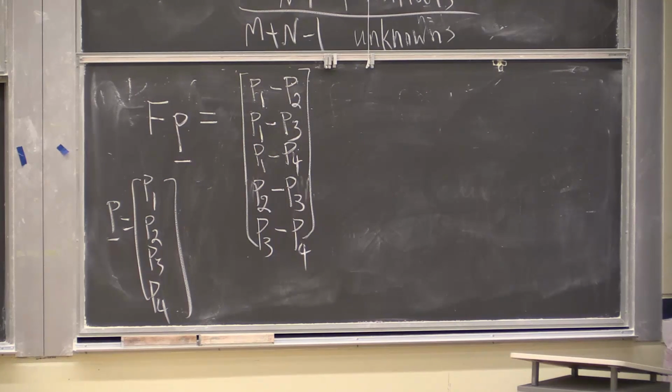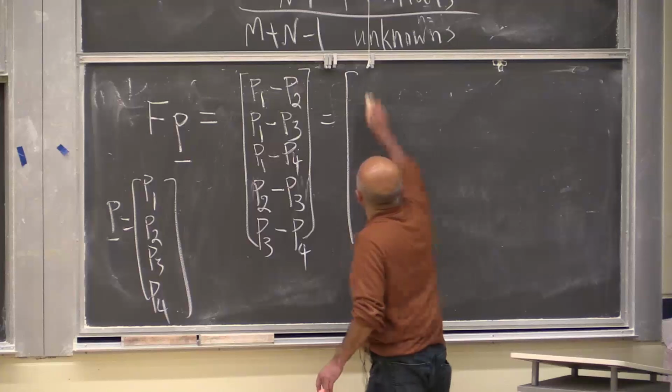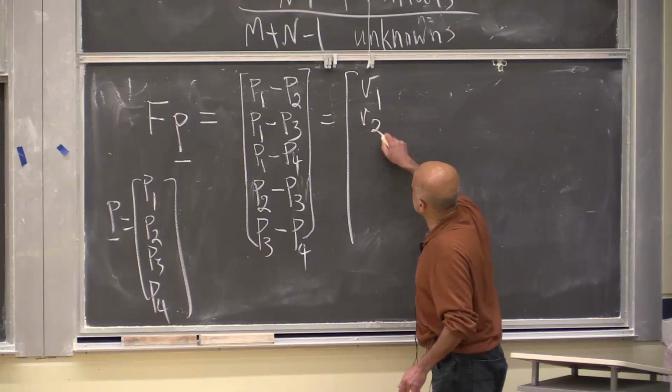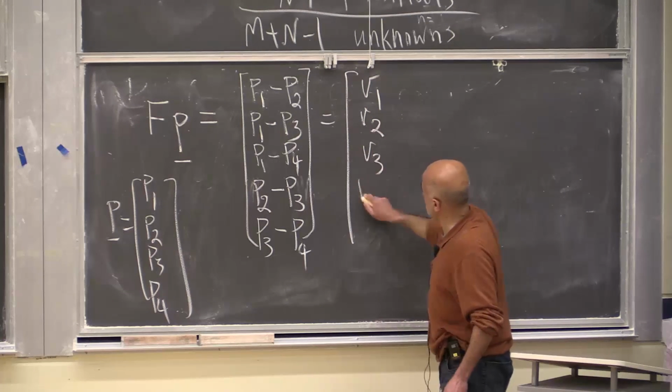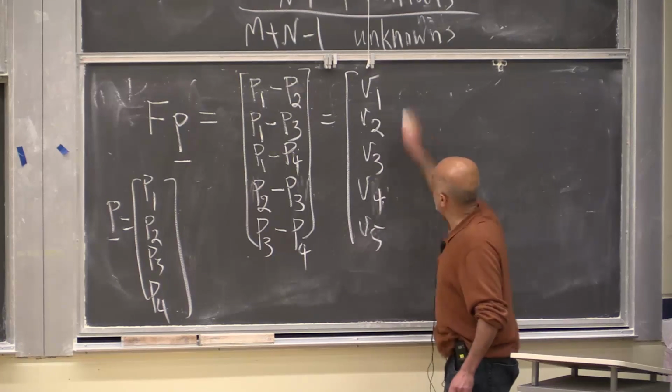Can you interpret each of these differences? What does P1 minus P2 mean? It means the change in potential energy across the corresponding edge. That change in potential energy, in electrical terminology, we label in terms of voltage drop or voltage.